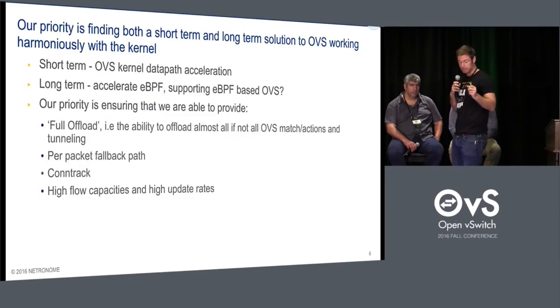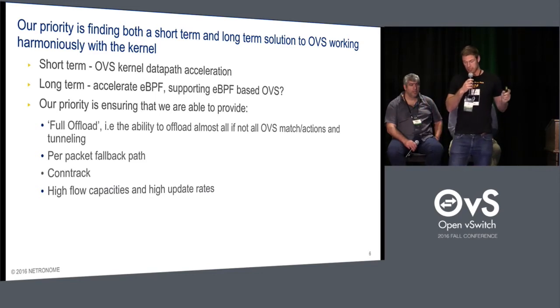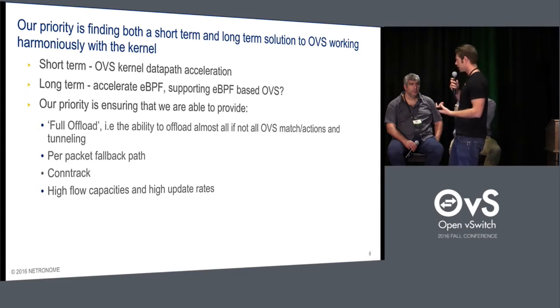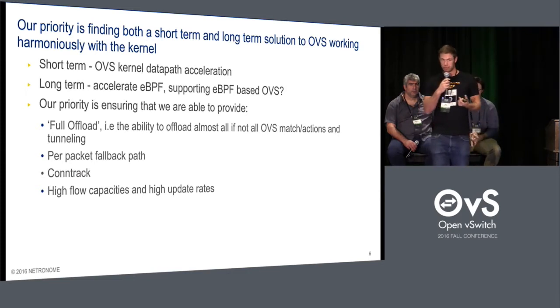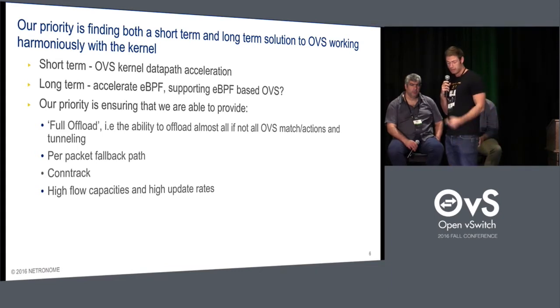And then just finally, these are the key points for us. In the short term, we're looking at OVS kernel datapath acceleration. So we're adding features to TC Flower. We're working on our own solution, which is the kernel datapath, where a lot of the features we need are already there. And then in the long term, obviously, we can accelerate eBPF and support eBPF-based OVS. And our priorities there, again, are per-packet fallback path, conntrack, high flow capacities, and rich offload.